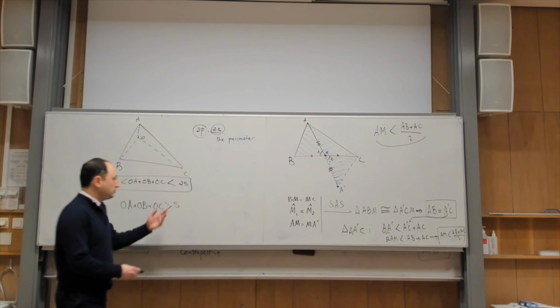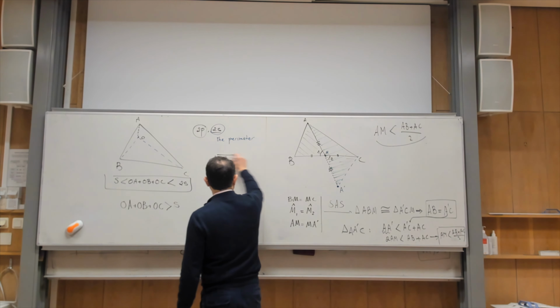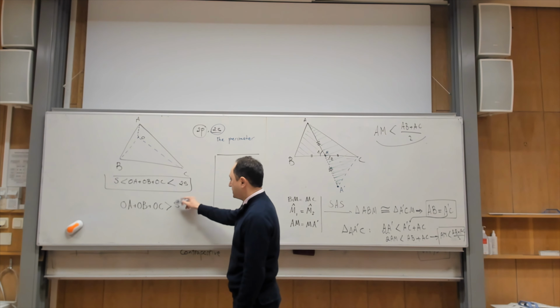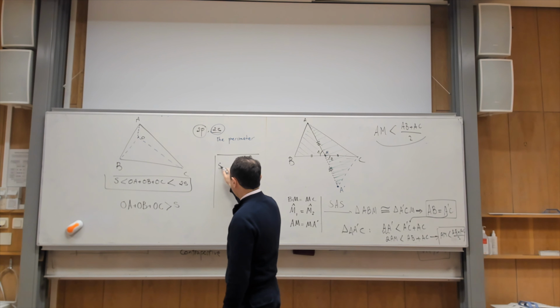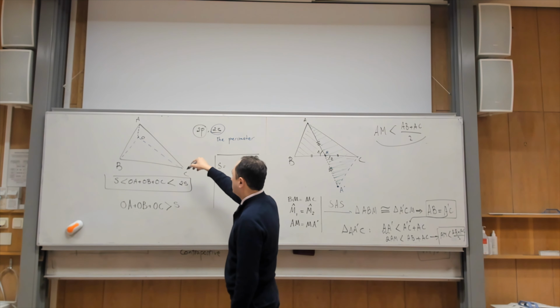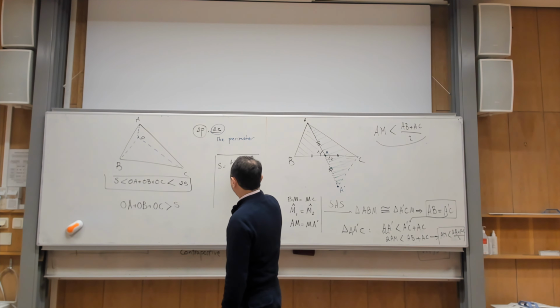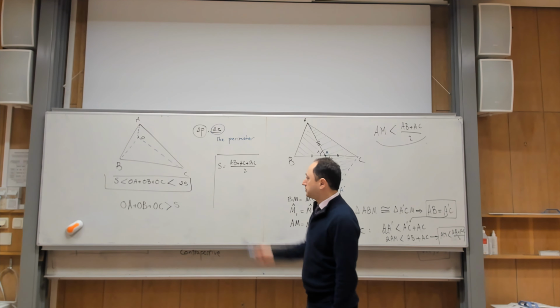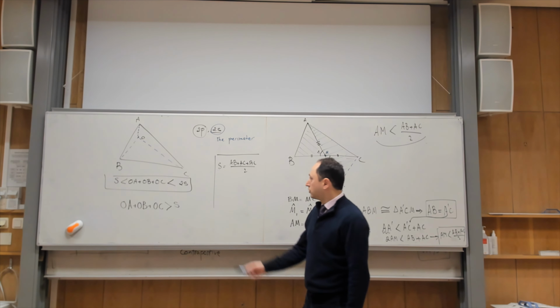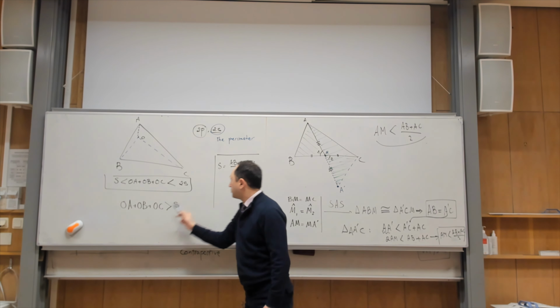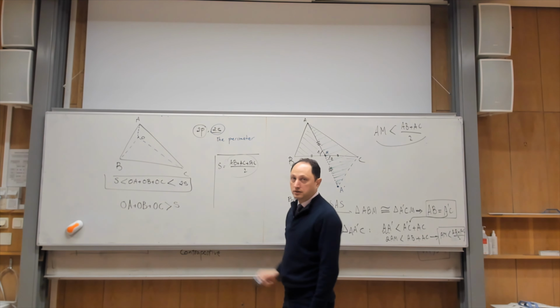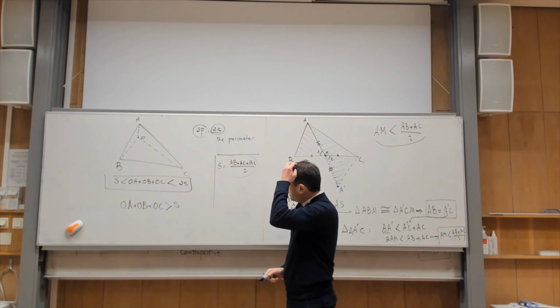So if you have this, you have to go to scratch paper and see what S is. S is half of the perimeter of this triangle. And what is the perimeter? It is AB plus AC plus BC, divided by 2. Yes? So your goal is to show that this is greater than this number. Okay? How can I do that?